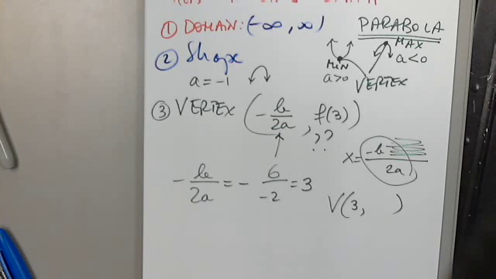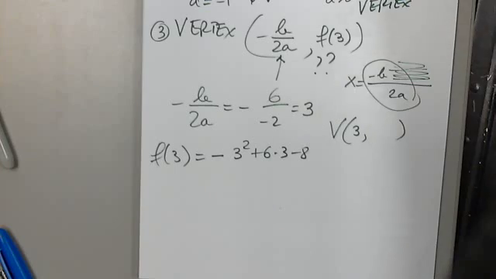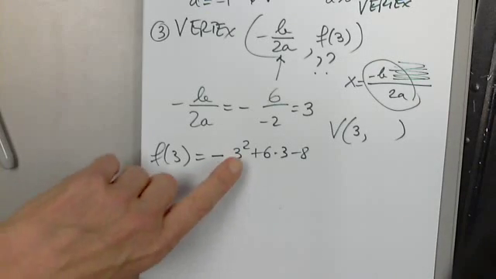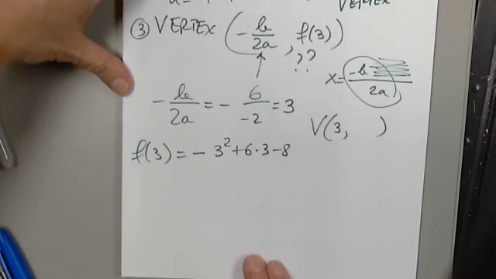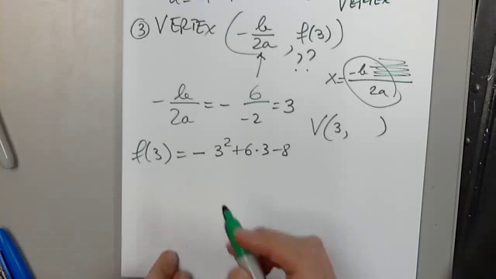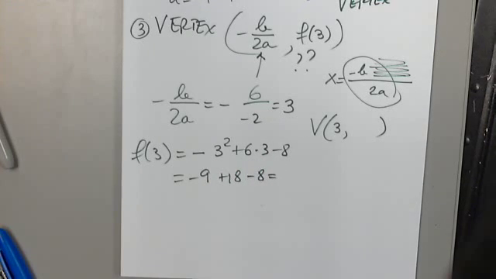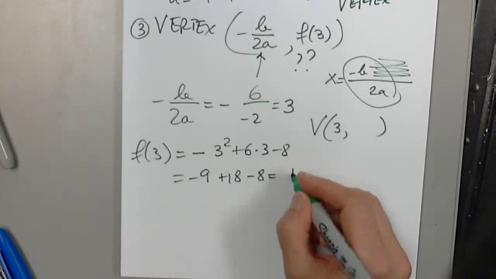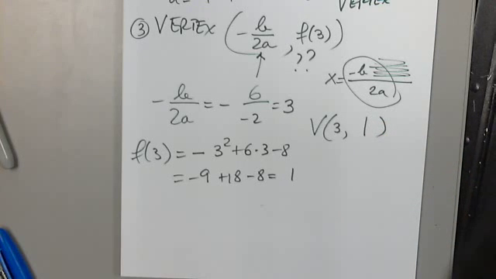Are you with me? Is that clear, everyone? Okay, so f of 3, I have to go back and plug it in. Negative 3 squared plus 6 times 3 minus 8. Please be very careful because you are not squaring negative 3. You're squaring 3 and then you multiply the answer by negative 1. So do not say positive 9. So it's 3 squared, which is 9, times negative 1, which is negative 9. 6 times 3 is 18, and minus 8. Negative 17 plus 18 is 1. So the coordinates of the vertex are 3, 1. Any questions?